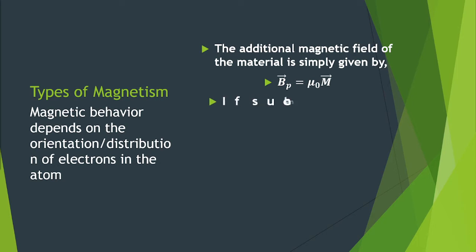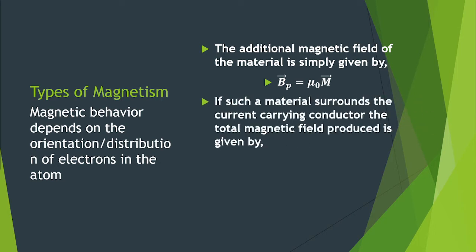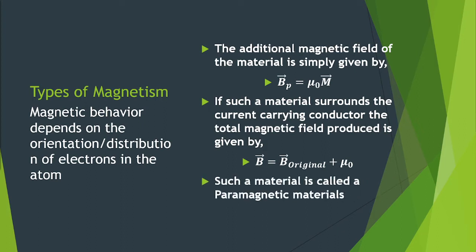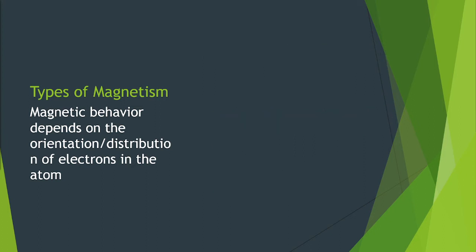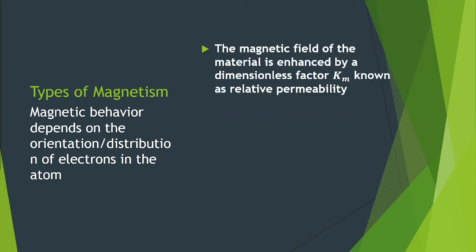If such a material surrounds the current-carrying conductor, the total magnetic field produced by this interaction is given by magnetic field B is equal to the original magnetic field B plus mu sub 0 M. Such a material is called a paramagnetic material. The magnetic field of the material is enhanced by a dimensionless factor K sub m.